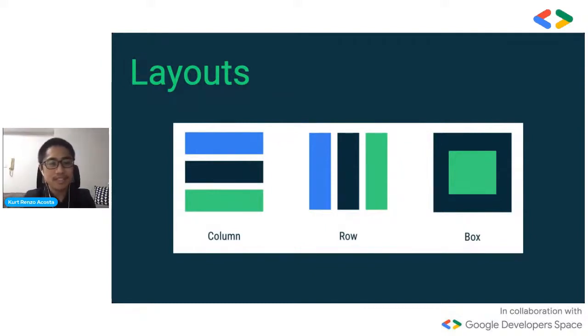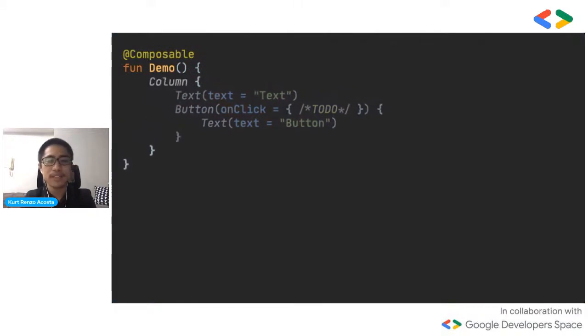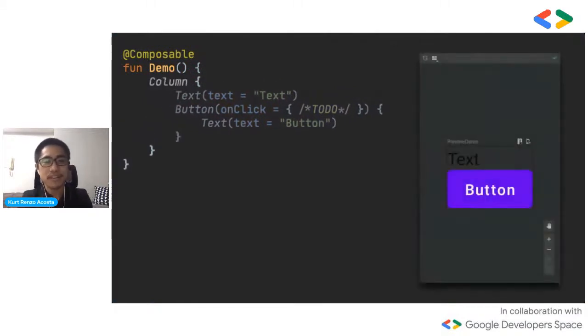The building blocks are our column, our row, and our box, which stack our components vertically, horizontally, or if you want to stack them on top of each other, use a box. And it's pretty simple and straightforward to use. So going back, we have our text and our button. If I want to position this in a vertical manner, I can just put them inside the column, and there we go. Now I have my components in a vertical manner. They're stacked on top of each other vertically.